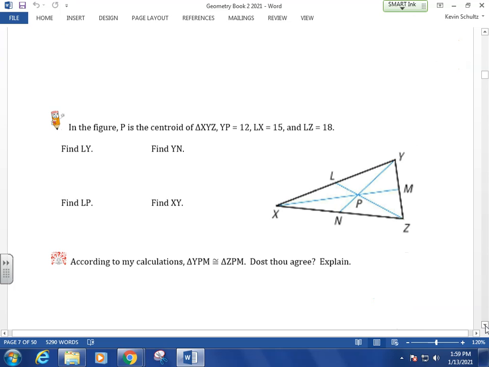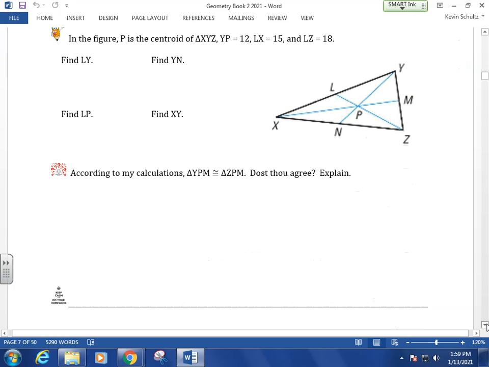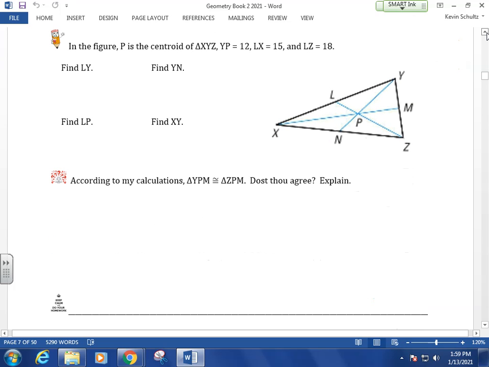In the figure, P is the centroid of triangle XYZ, and we're told that YP is 12. So let's go ahead and label YP to be 12 here. LX is 15, and LZ is 18. I don't want to put 18 in there because LZ is the whole median. If I put 18 here, you can kind of tell it refers to LZ, but maybe it's YN. So instead of writing that one in there, I'm just going to box this so I remember to refer to that if I need to.